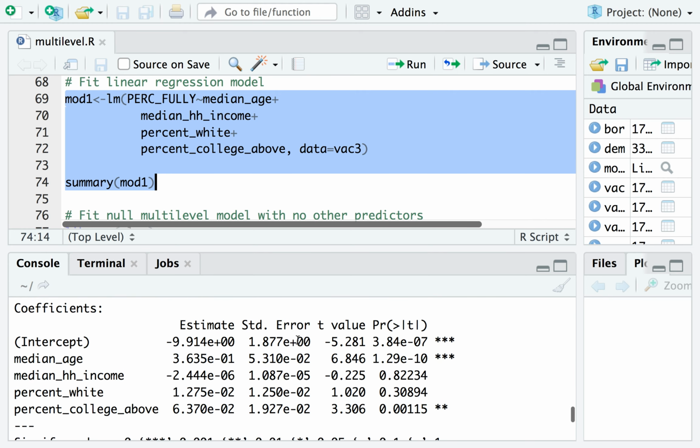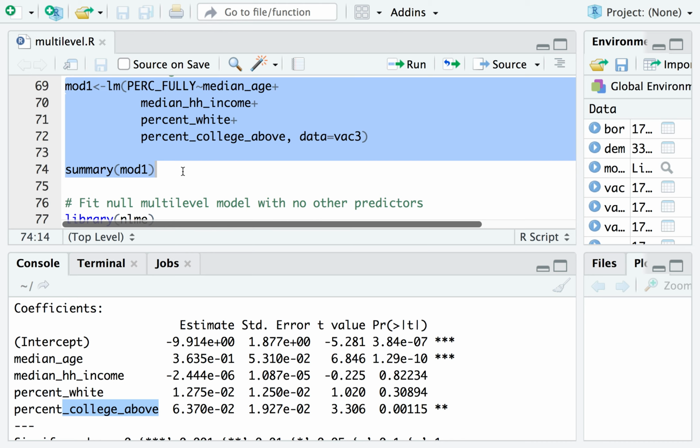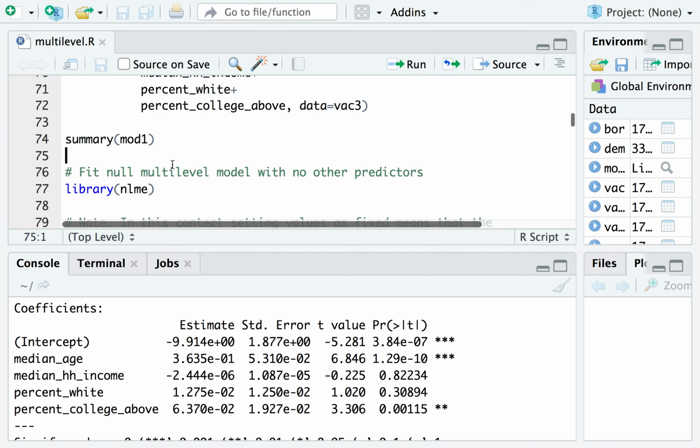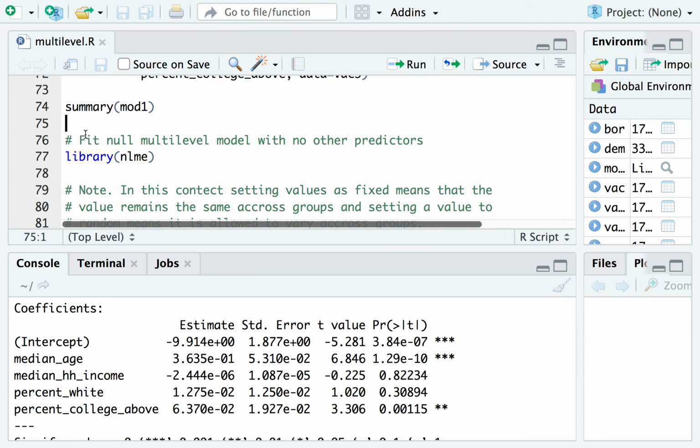So right here, we can look at the coefficients, and we can see for each variable which ones are significant or not. And we can see right off the bat, we have 2 significant predictors among the set of variables that I included, and that's median age and percent college or above. And this is without taking into consideration the nesting or grouping variable. So let's try and account for it. And the package I'll be using is nlme. Let's call it.